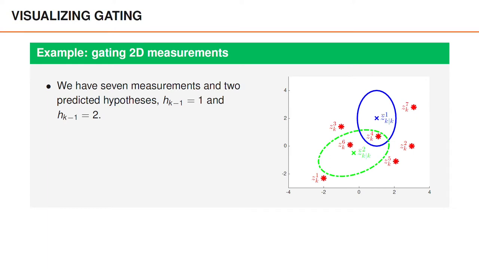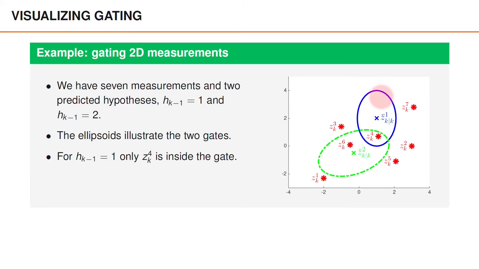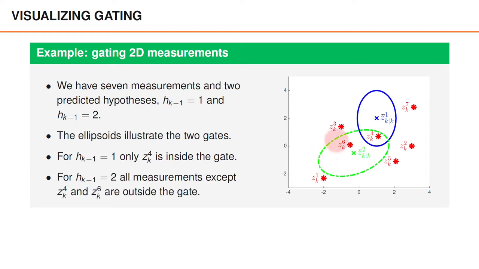In this example, we have received 7 measurements at time k, and we have 2 predicted hypotheses. The gates for the 2 hypotheses are illustrated using the 2 ellipsoids. The predicted measurement and gate for the first hypothesis is illustrated in blue, and the only measurement inside that gate is ZK4. That is, under that hypothesis, we disregard all other measurements as clutter. The gate for the second hypothesis is illustrated using a green point-dashed ellipsoid, and the only measurements inside that gate are ZK4 and ZK6. This example illustrates what the gates might look like in 2D, but gating is of course more important in scenarios where we receive many more measurements.